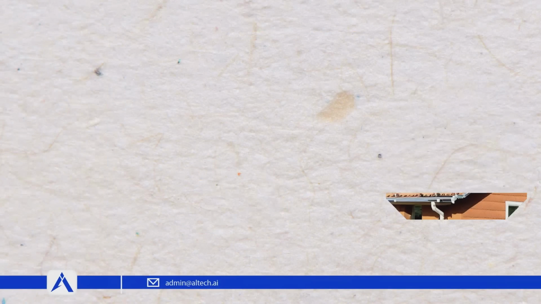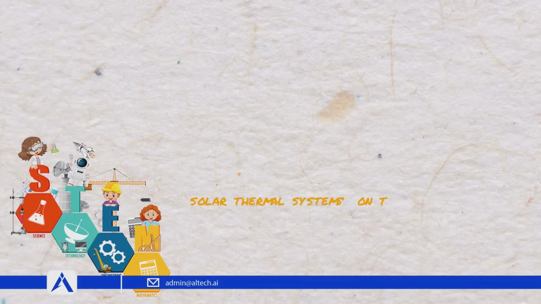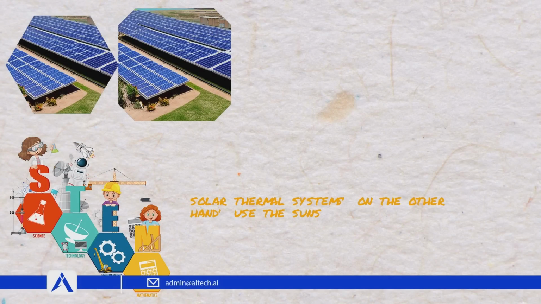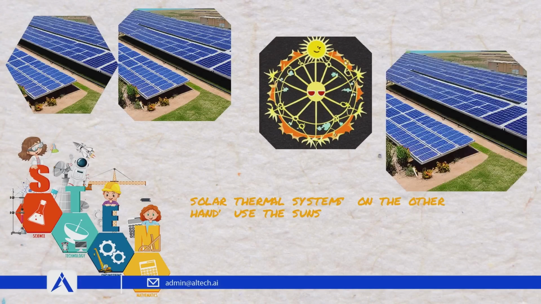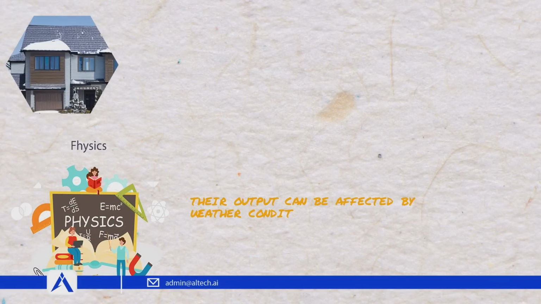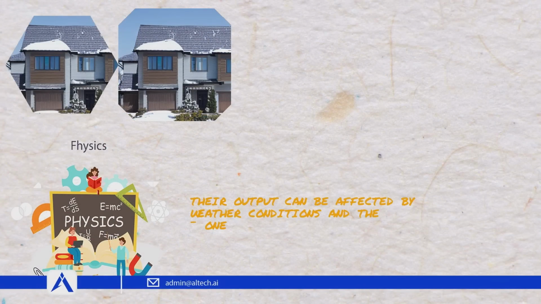There are two primary types of solar energy: photovoltaic and solar thermal. Photovoltaic, PV, systems convert sunlight directly into electricity using solar panels. Solar thermal systems, on the other hand, use the sun's energy to heat a fluid, which in turn generates steam, powering a generator to produce electricity. Solar thermal systems can also be used for water heating.